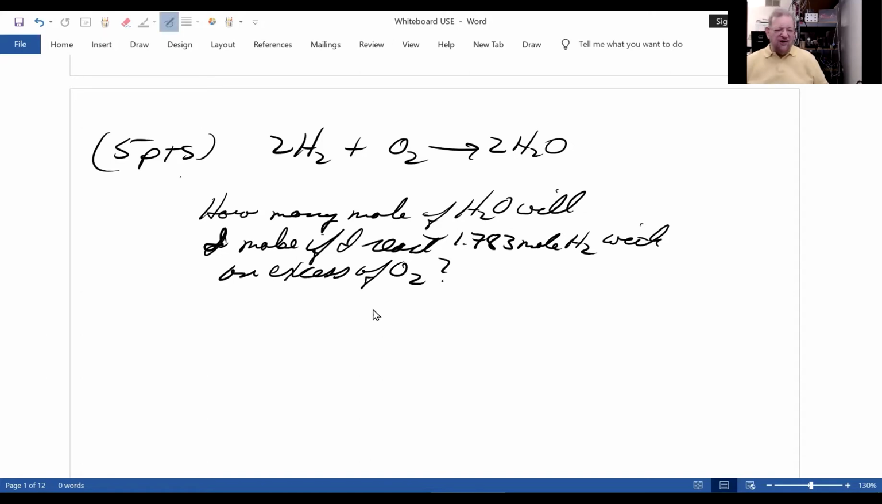All right, let me decode this. How many moles of water will I make if I react 1.783 moles of hydrogen with an excess of oxygen? Now, let me explain something that I could have put in the previous. Whenever you see an excess of something in a chemical reaction being used, ignore it, because that only tells you you got all of that chemical to react with anything that chemical will react with, and you can just ignore it. So I'll let you try this one.